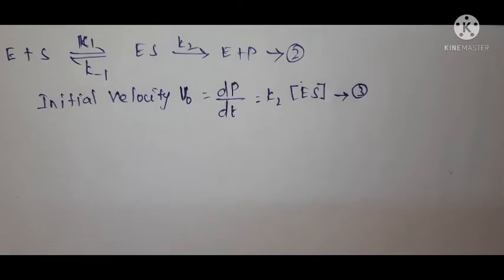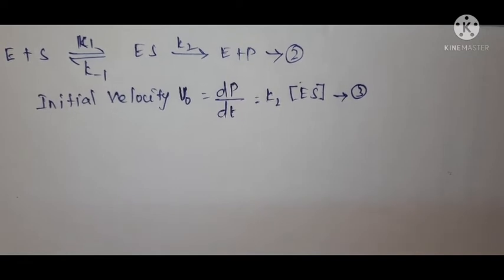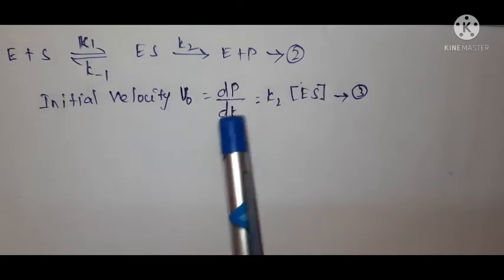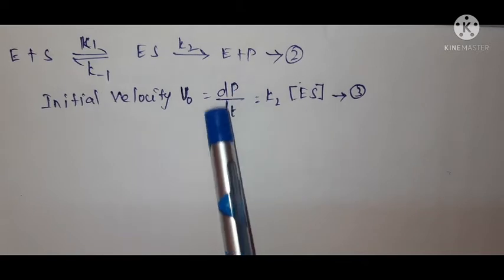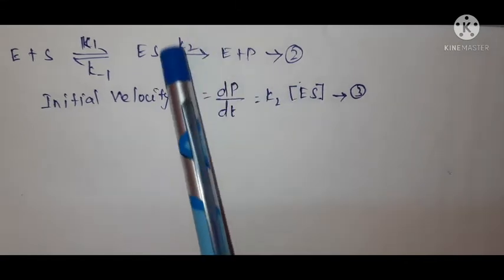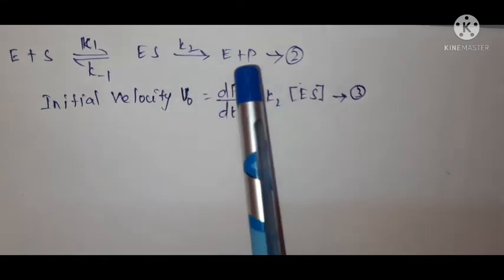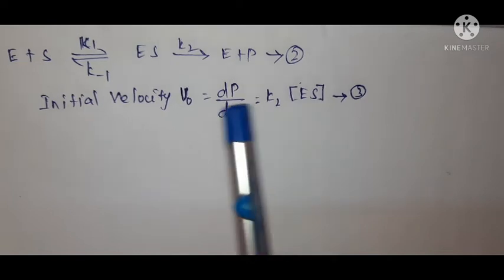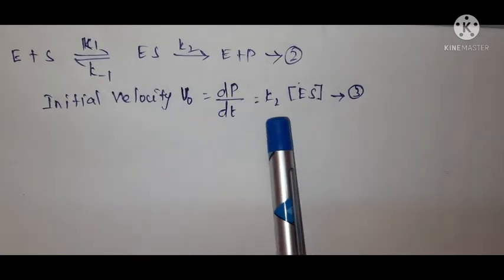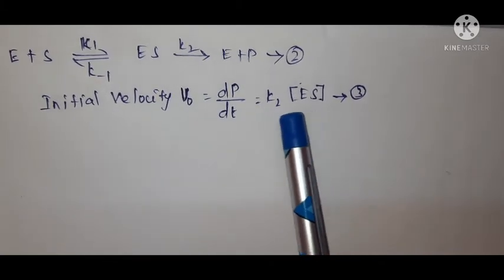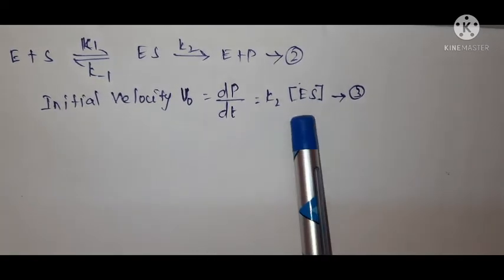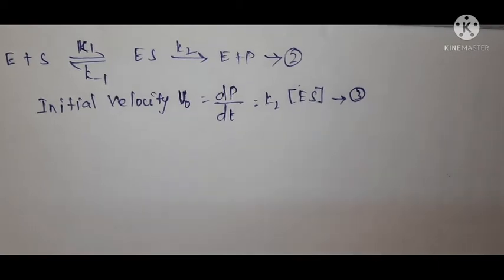So let's start deriving the rate expression. The first step is the initial velocity, that is, the initial rate or velocity V0 is equal to the rate of product formation. How will you write the rate of product formation? You have two parameters here. First, you have to write the rate constant, K2, and the second term is the concentration of the reactant. Here the reactant is the enzyme substrate complex. So the initial velocity V0 is equal to the rate constant K2 into the concentration of the enzyme substrate complex. So V0 is equal to K2 into ES. This is your equation number 3.